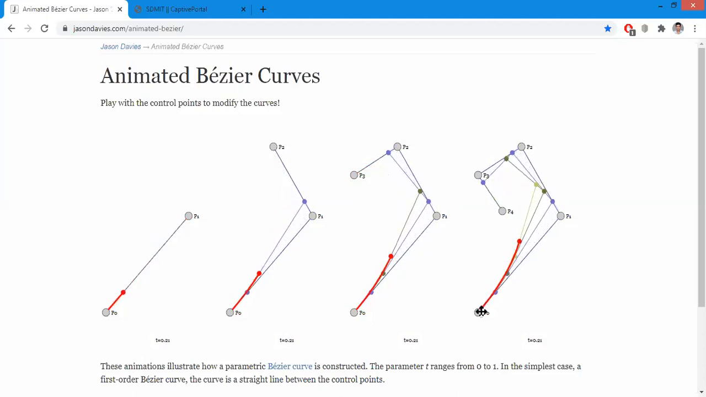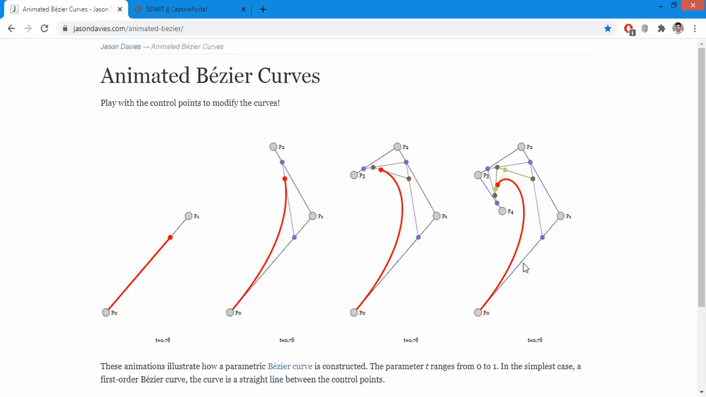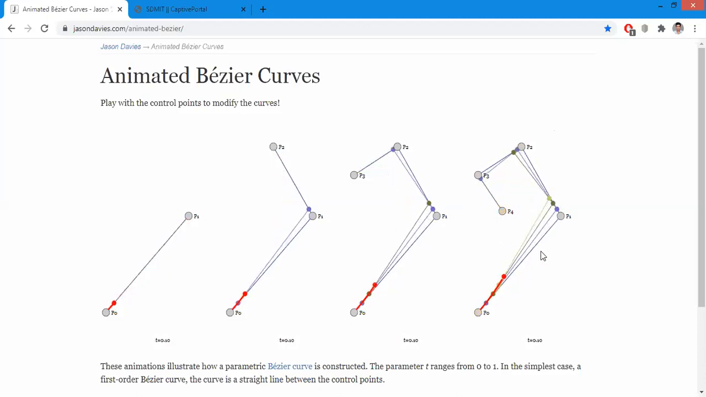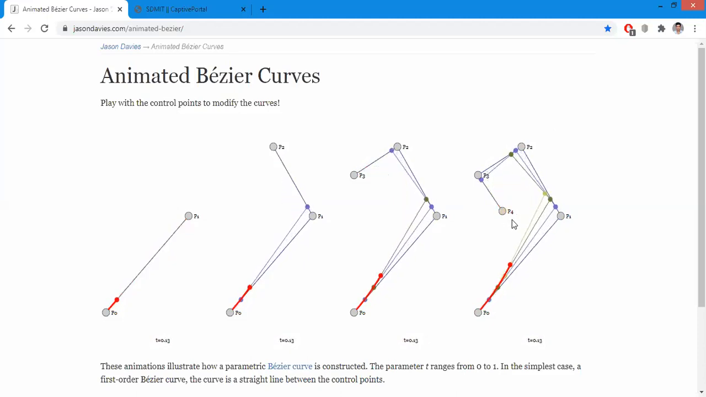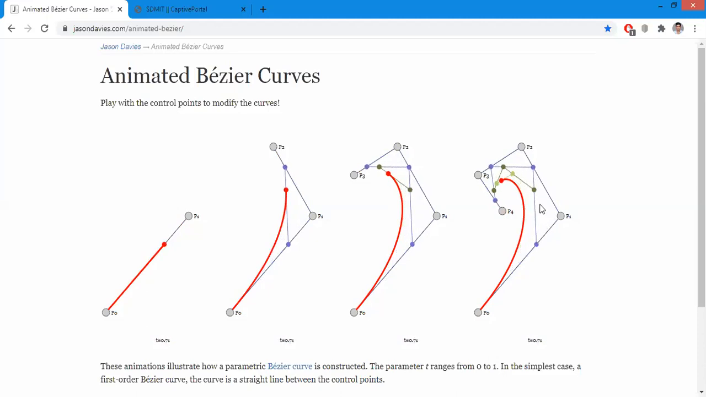Now I'll go to the final figure. Here there are 1, 2, 3, 4, 5 control points. How many control points are there? Five control points. Because of the minus 1, the degree is 4 here. You can see how the curve is drawn, the red color, going near all the control points.